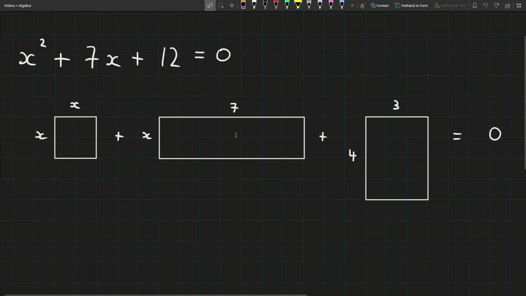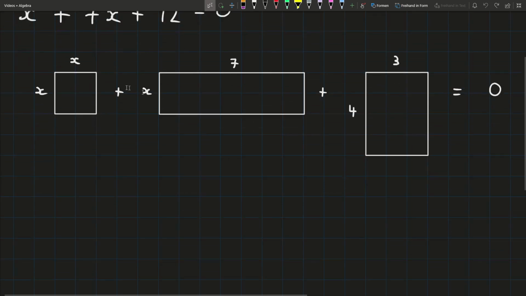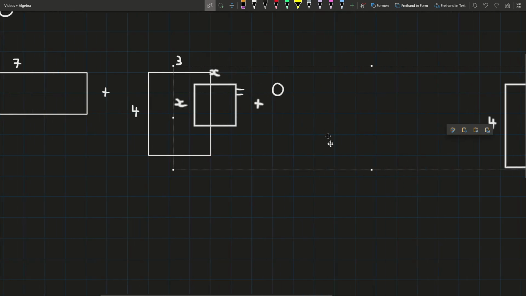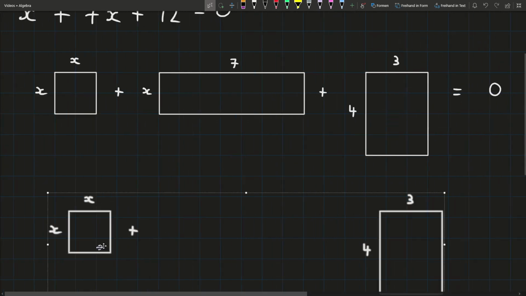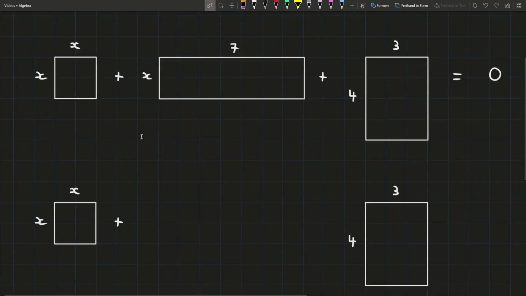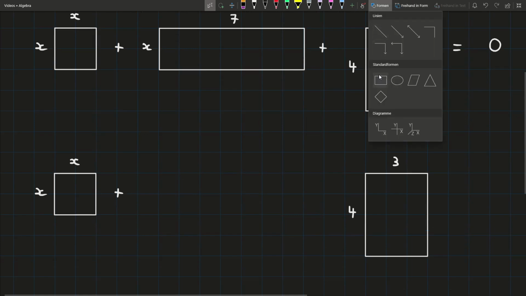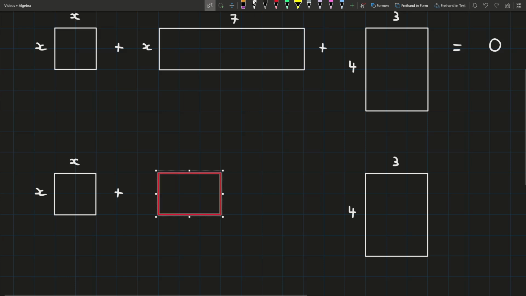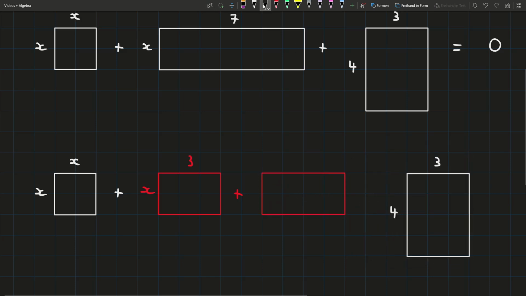Let's break this up into 3x and 4x. So if we take this shape, we're going to keep this one the same, and we're going to keep this one the same. Okay, I'm going to bring them down here. But I want to break up the middle one, as I said. I'm going to break that up into 3x. So this side is x, and this side is 3. And then we have plus, and we want to break it up into 4x, which would look like this. I'm just going to move this over. And there's a plus here.